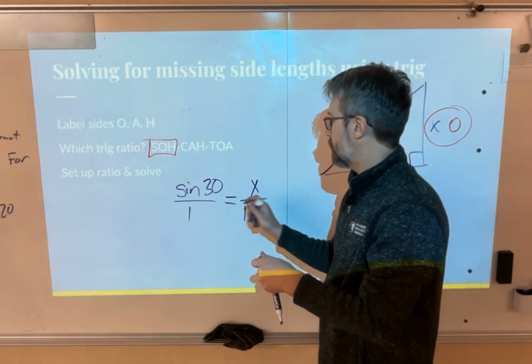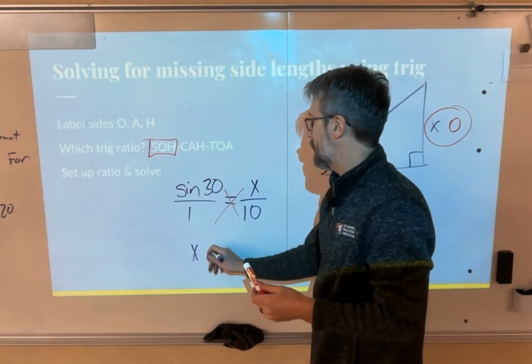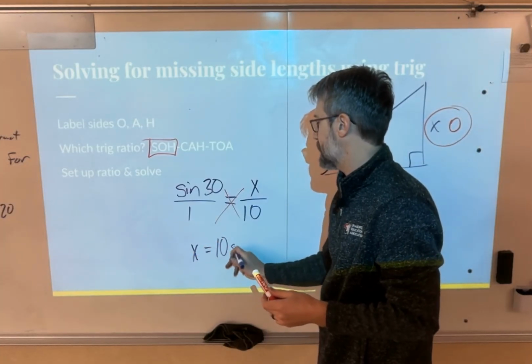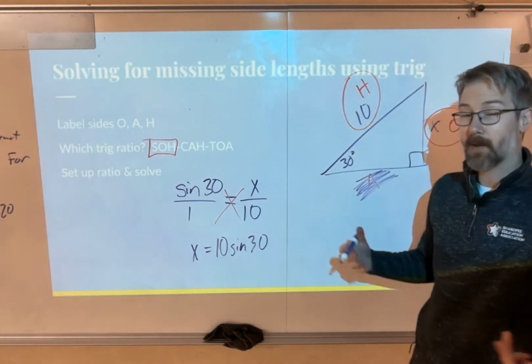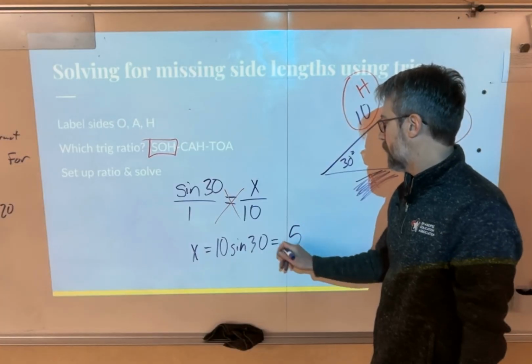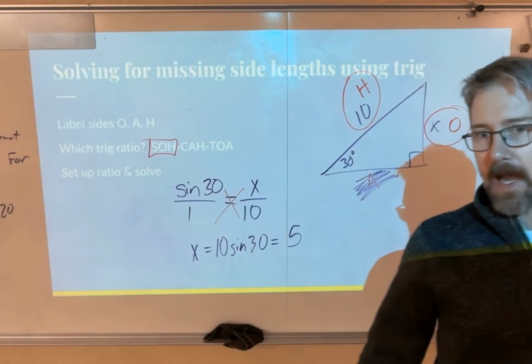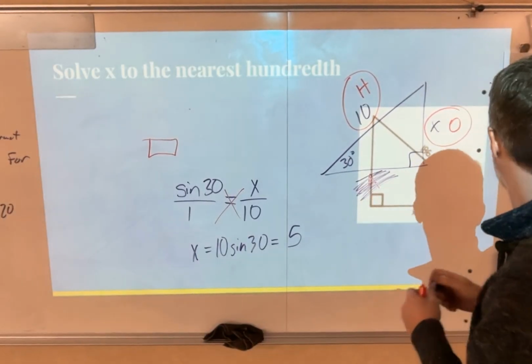Once we get to that point, we can cross multiply it and solve. When we cross multiply, it's x times 1, which is just x. And then the other side is 10 times sine of 30. Now we can plug that into our calculator. We have to make sure we're in degree mode. And when we do that, we should come up with a side length of 5. All right, so some examples.